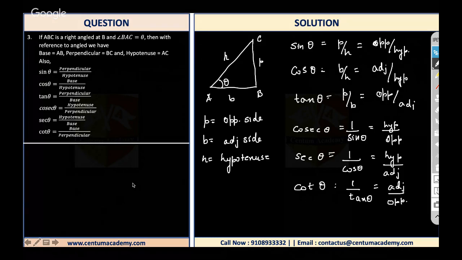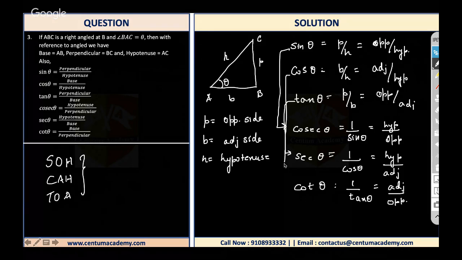And we know that there is a trick to remember these ratios, and that's called SOHCAHTOA. Sine is opposite by hypotenuse, cos is adjacent by hypotenuse, and tan is opposite by adjacent. If you remember this, you remember all these ratios. Always remember, sine is reciprocal of cosec, cos is reciprocal of secant, and tan is reciprocal of cot. This is what you must learn.